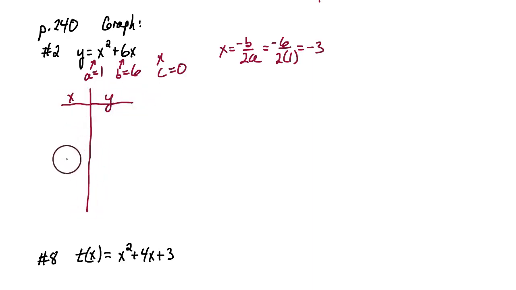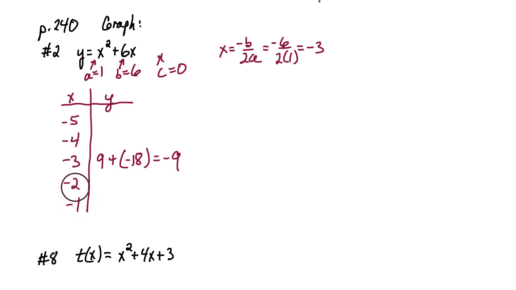The middle row of our chart will use -3 for x. Let's plug in -3 into the formula to get y figured out. -3 squared is 9, and 6 times -3 is -18. This makes -9. Now let's use -4 and -5 as numbers to the left of -3, and use -2 and -1 as numbers to the right of -3.